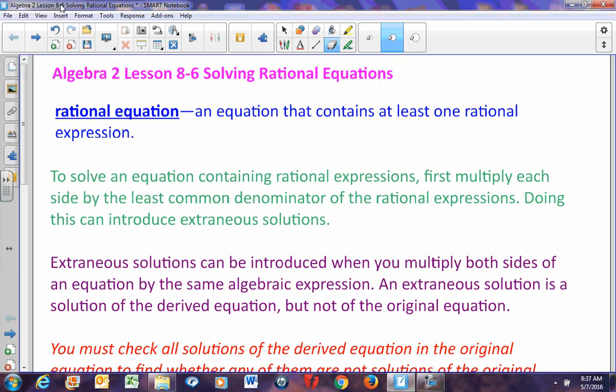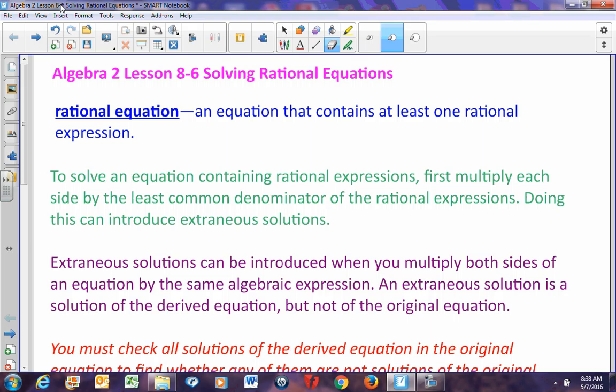This is Algebra 2, Lesson 8-6, Solving Rational Equations. A rational equation is an equation that contains at least one rational expression, and it has to have an equal sign. To solve an equation containing rational expressions, the whole concept is to get rid of the denominator. So you do that by multiplying each side of the equation by the least common denominator.